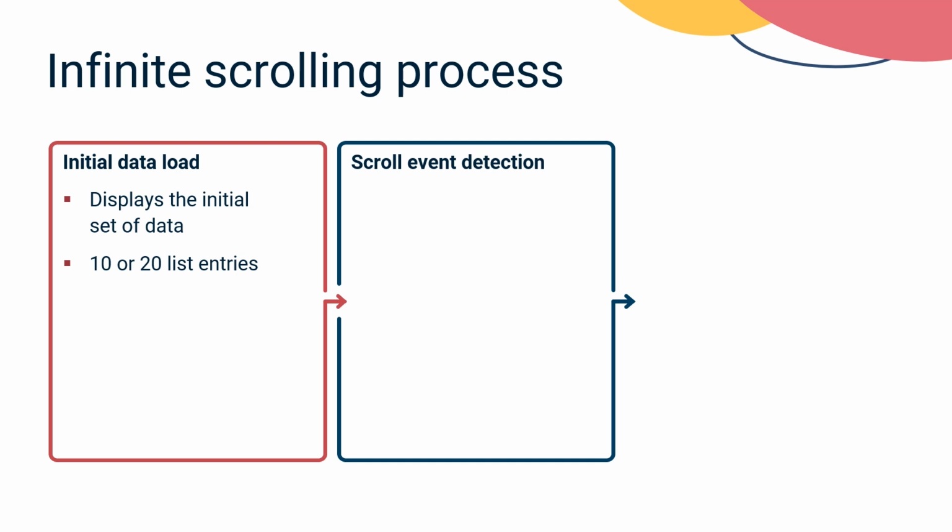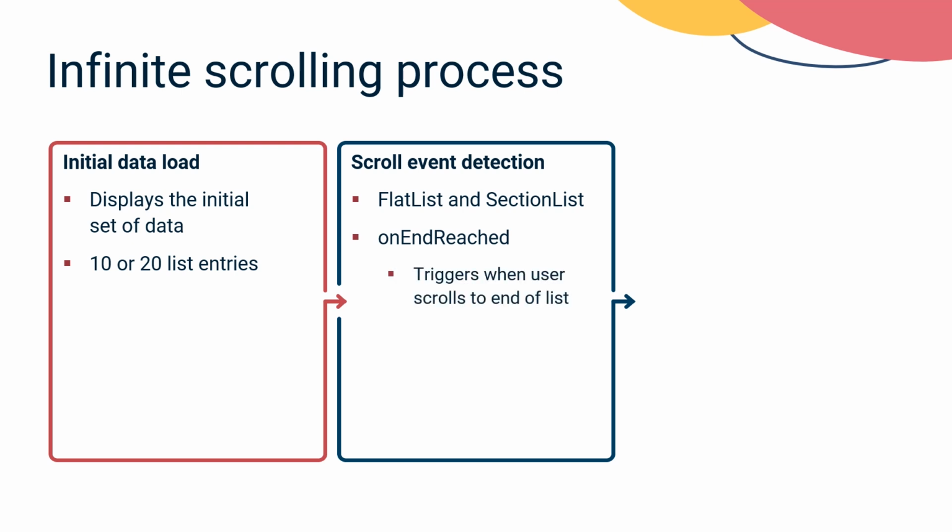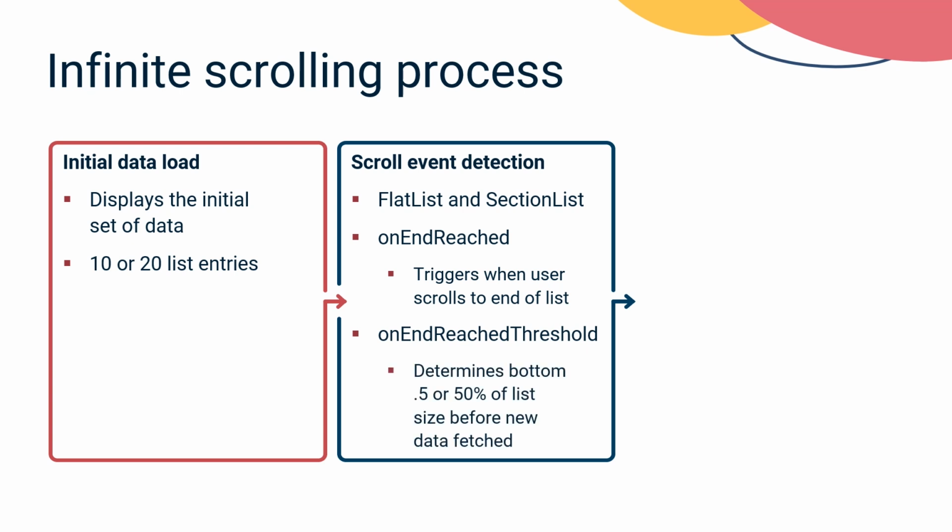Scroll event detection: both FlatList and SectionList components provide onEndReached and onEndReachedThreshold props to manage infinite scrolling. The onEndReached event is triggered when the user scrolls almost to the end of the list visible on the screen. The onEndReachedThreshold prop determines how close to the bottom the user needs to be before new data is fetched, the default being 0.5 or 50% of the list size.